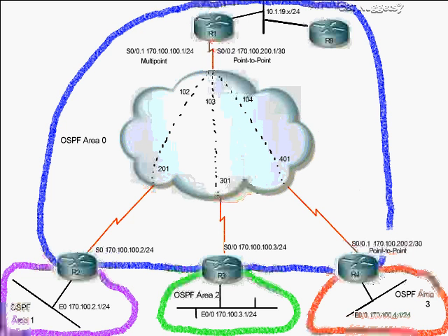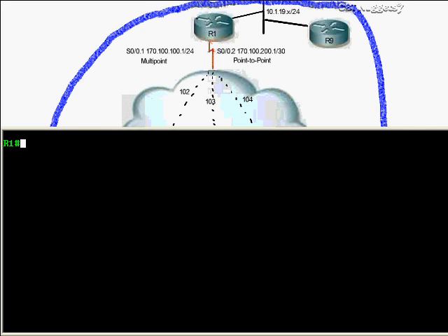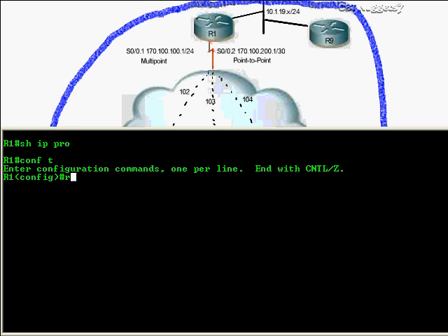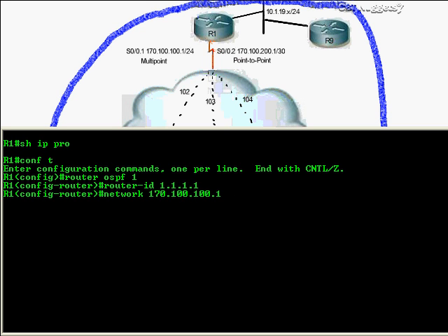So let's go ahead and get going with the configuration on router 1. As of right now, I don't have anything set up on there, so let me do a show IP protocols, verify there's no protocols running. Router OSPF 1, and I'll do a router ID 1.1.1.1. Network 170.100.100.1, that's that multi-point interface up there. 0.0.0.0, focusing just on that, and I'll put area 0.